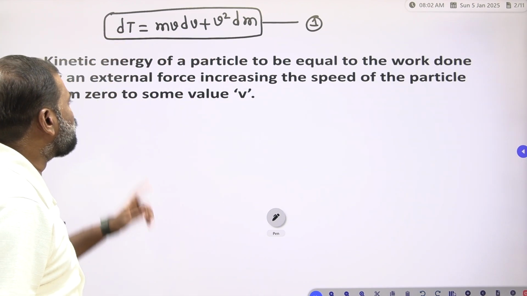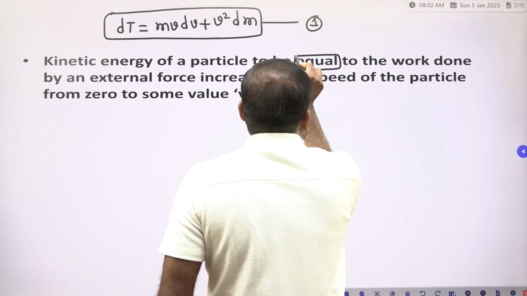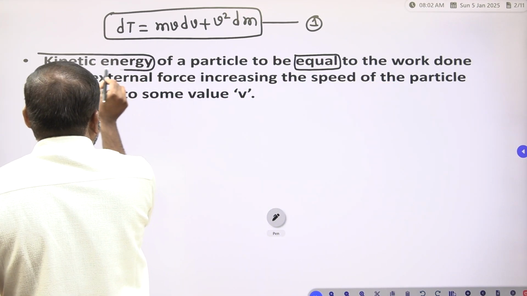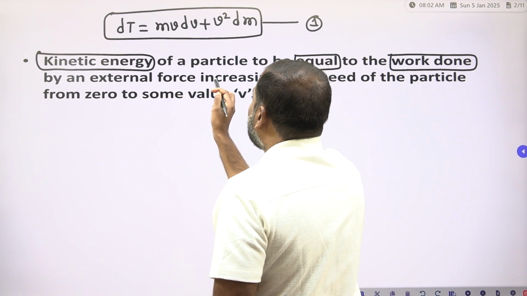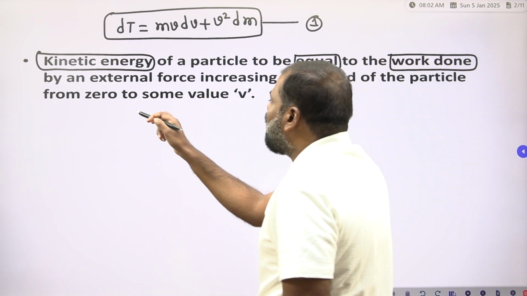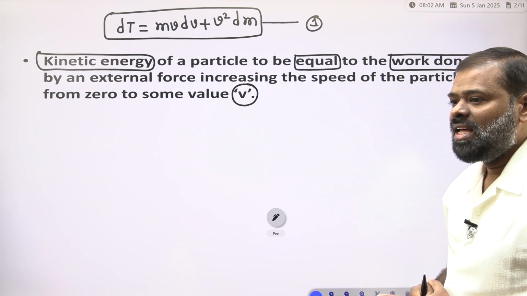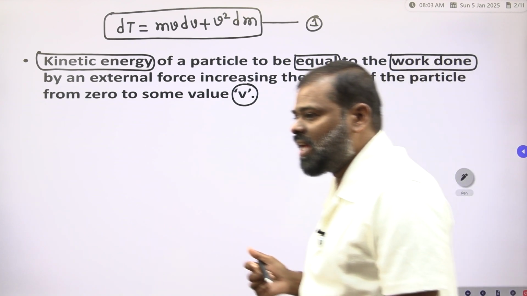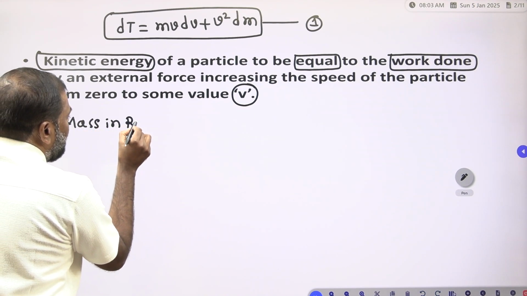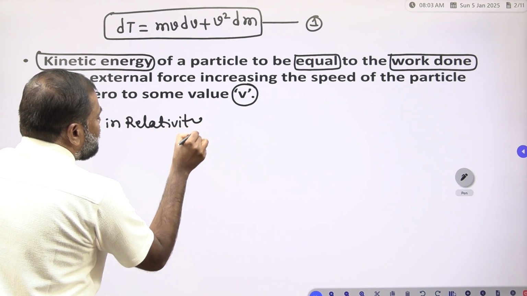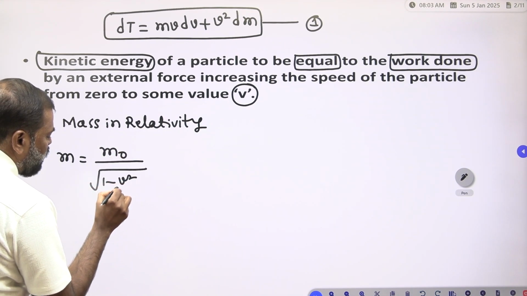From this equation, the kinetic energy of the particle is equal to the work done by the external force increasing the speed of the particle from 0 to the value V. But you know one thing: according to Einstein's mass variation with relativity, m = m₀ divided by the square root of 1 minus v²/c², correct?